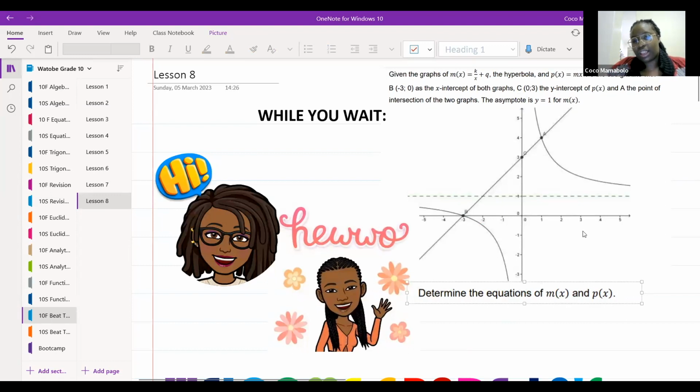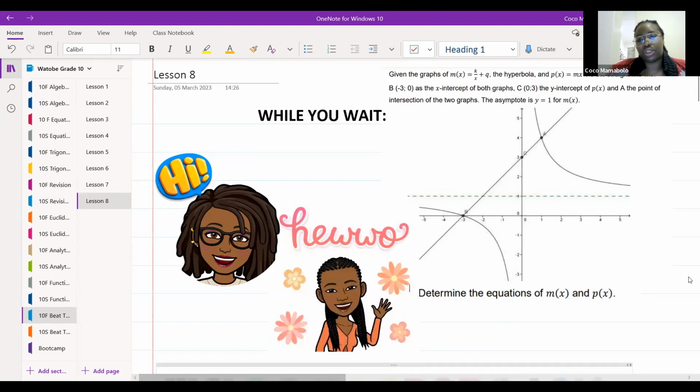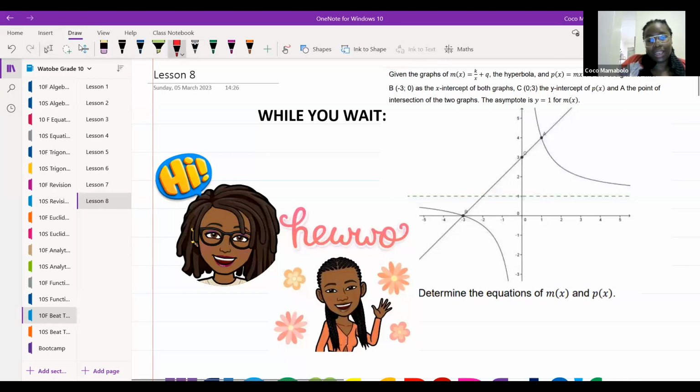The question over here says we've been given the two graphs: m of x is equal to k over x plus q, and the hyperbola p of x is equal to mx plus c. We should be able to notice what kind of graphs those are because we just did them on Monday. We know that this is a hyperbola, and this is a straight line graph.